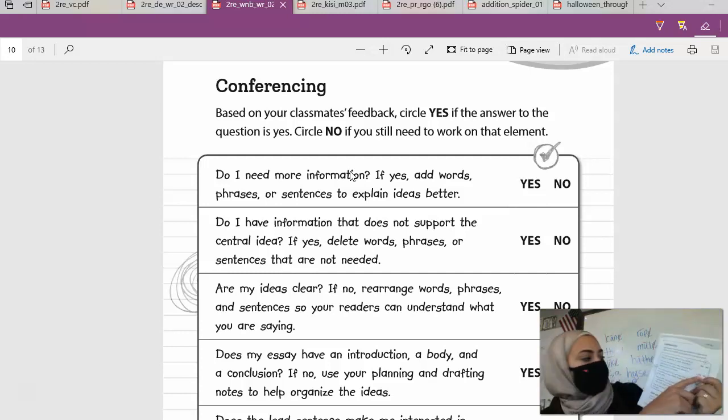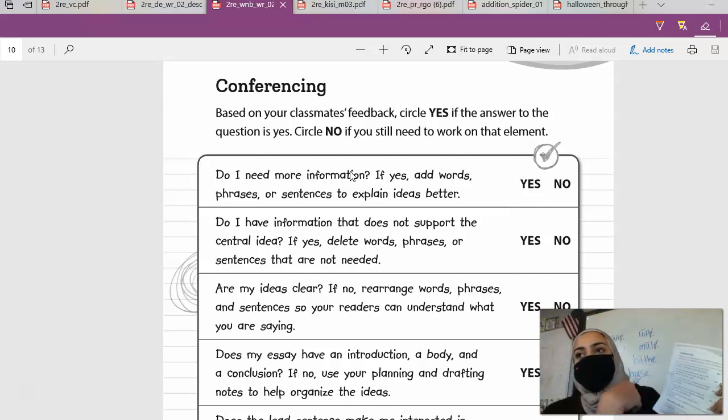The third one says, are my ideas clear? If no, rearrange words, phrases, and sentences so your readers can understand what you are saying. If I'm reading Jasmine's paper and there's a part in there where I have no idea what she's trying to say, or the grammar is incorrect, then I need to circle yes. And I need to tell her what part so she can fix it.